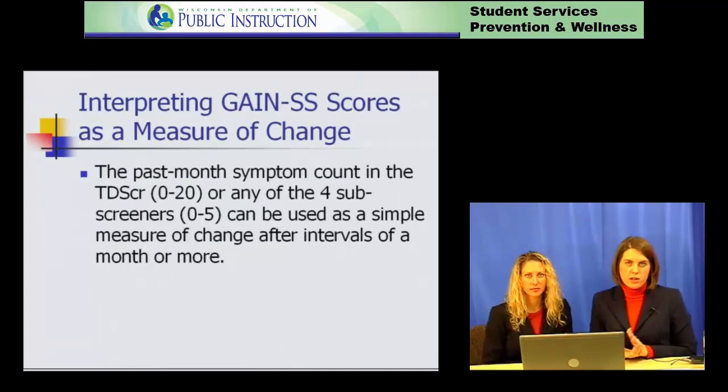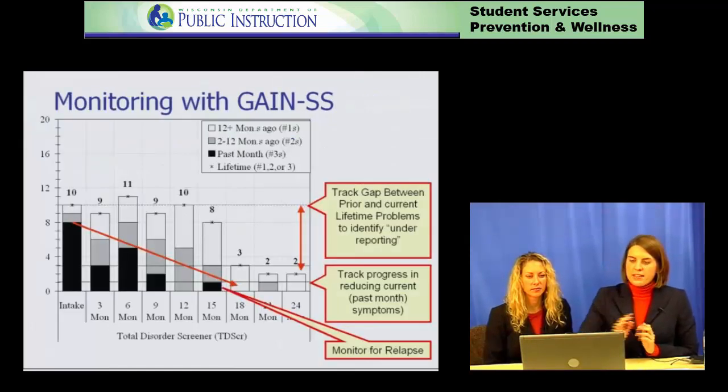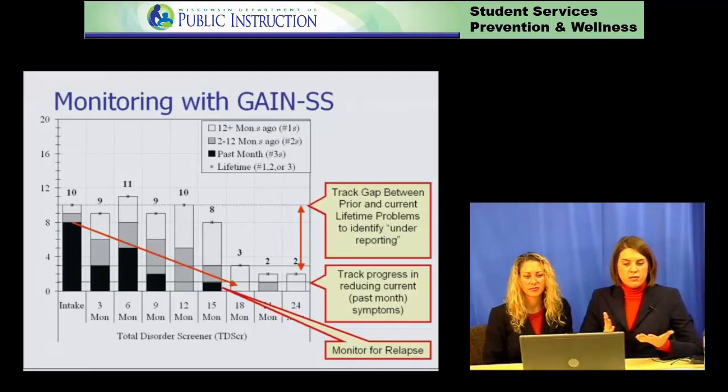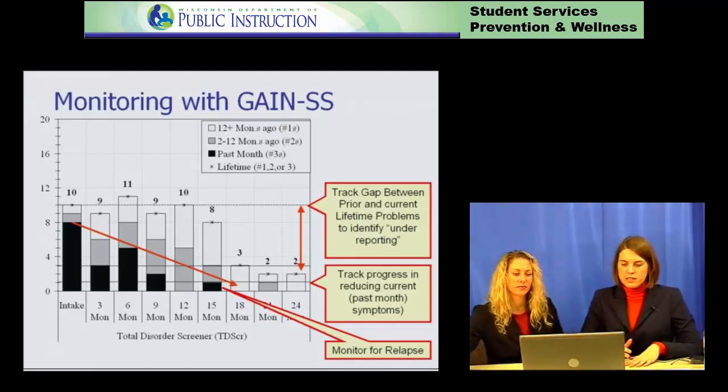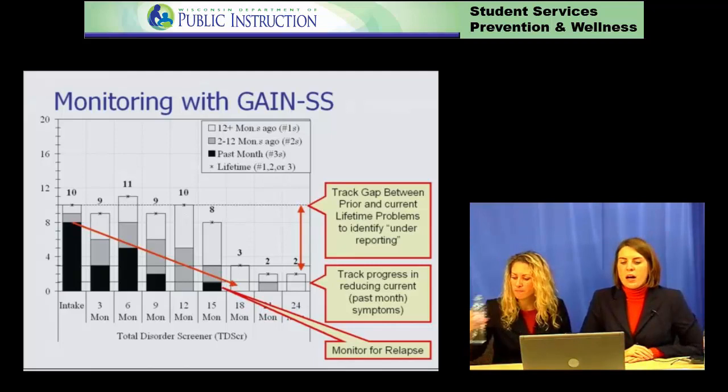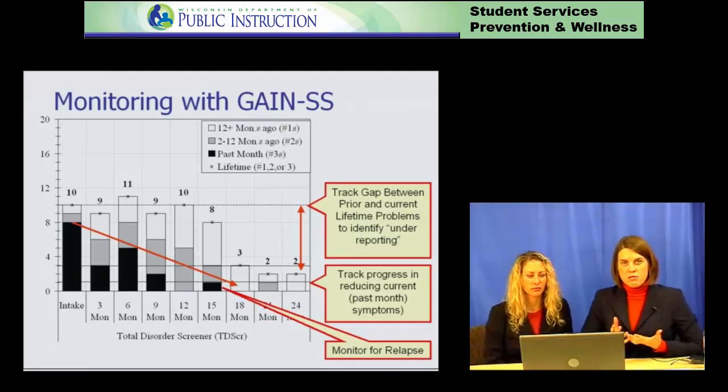You can also use the short screener as a simple measure of change in behavioral health over time. So if you look at the past month, and you were to do this with the same person every month, you could count up the number of past month problems and see how that was fluctuating from month to month. This is a nice handy graph to show you how this can be used. You'll notice we're looking at the total disorder screener for the same individual at an interval of 3 months. Every 3 months, we gave them the same screener. And the numbers up the side show the number of problems in the total disorder screener. The colors correspond to each of the different time frames. So black is past month, gray is 2 to 12 months ago, and white is more than 12 months ago.